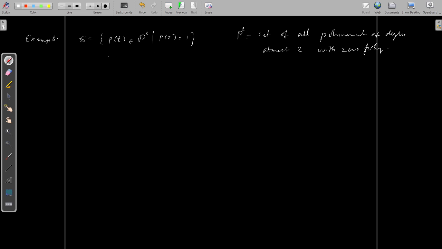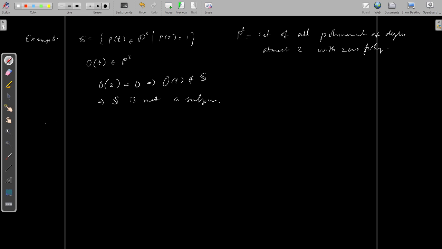subspace of P2. We know that the zero polynomial is always an element of P2. We need to verify that this zero polynomial is an element of this set S. In order to verify that, we evaluate the zero polynomial at the point 2. The zero polynomial gives 0 at every point. So this implies 0(t) does not belong to S. Then S does not contain 0, so we can say that this S is not a subspace.